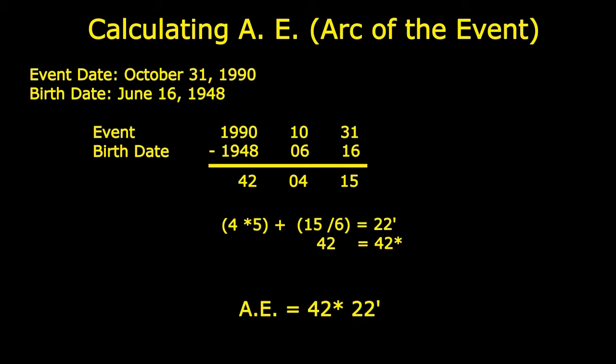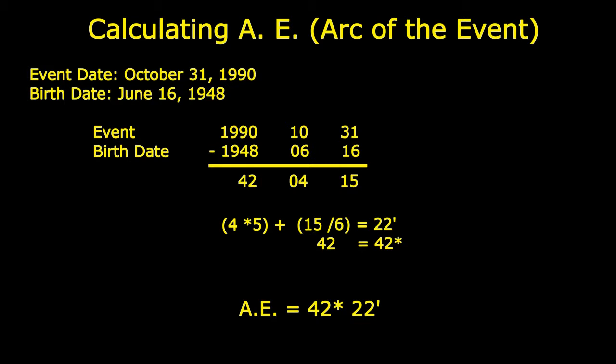Then to convert, take the answer for the days, which is 15, and divide that by 6, and that will equal roughly 2. You do not need it to be exact, because it's not really going to make that much difference. And then for the month, we're going to multiply that by 5, so we get 20, and then you want to add those to get the minutes.